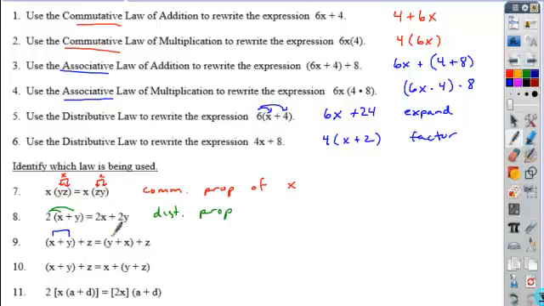Good. So when you look at these two, the z's stay at the end, but the terms inside the parentheses do switch. So that's commutative property. And again, the operation being performed in there is addition. So commutative property of addition is illustrated. Okay. Nick, what about number 10?